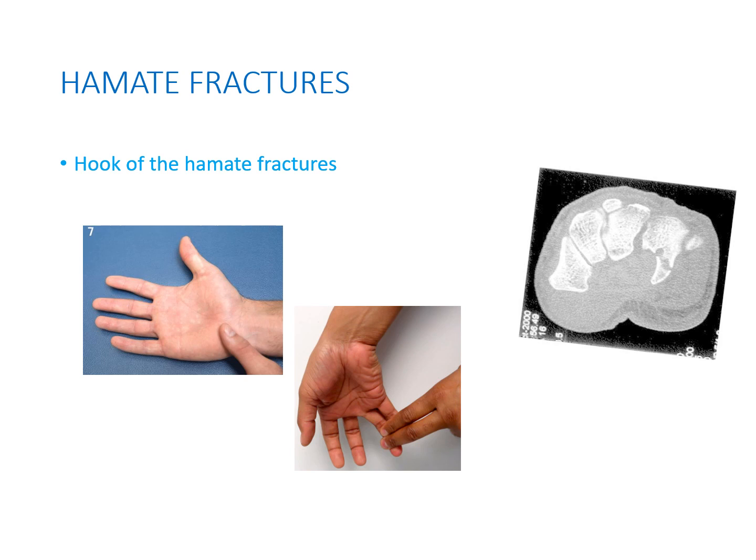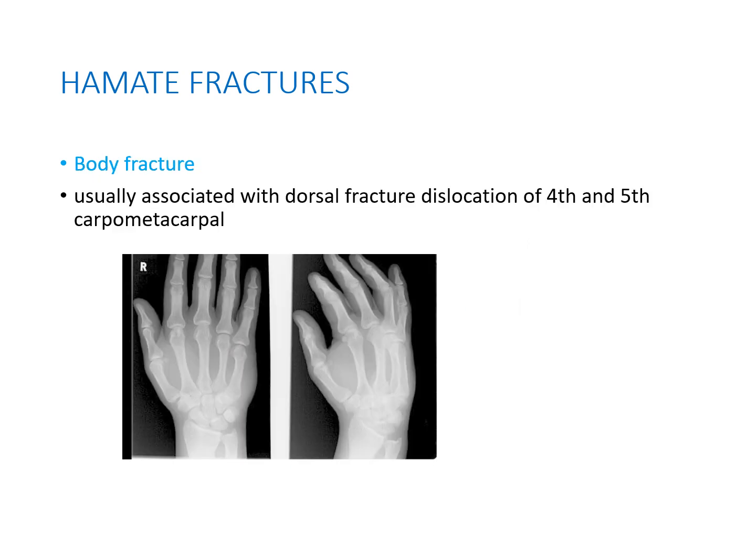This is a patient with hook of hamate fracture. There's a special examination, that is resisted flexion of the ring and little fingers. In this provocative test, there will be pain when the tendons are compressing over the hook of the hamate. Hamate body fractures can be associated with dorsal fracture dislocation of the fourth and fifth metacarpals. We can see relative shortening of the fifth metacarpal bone in this X-ray.